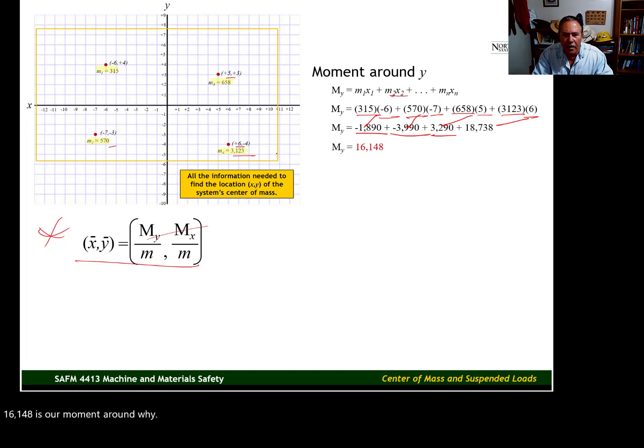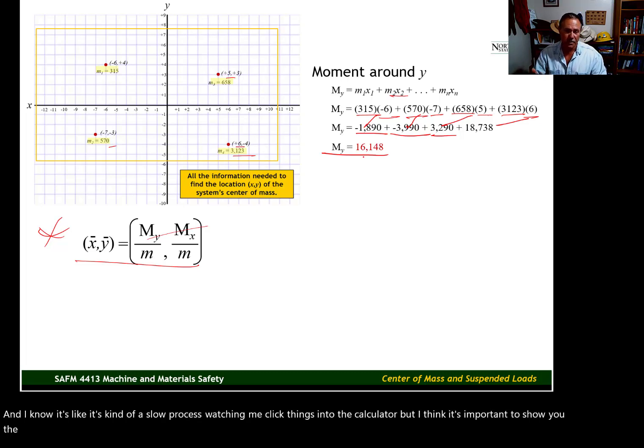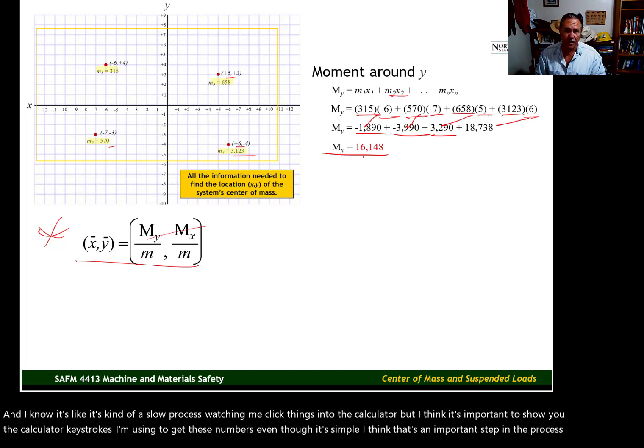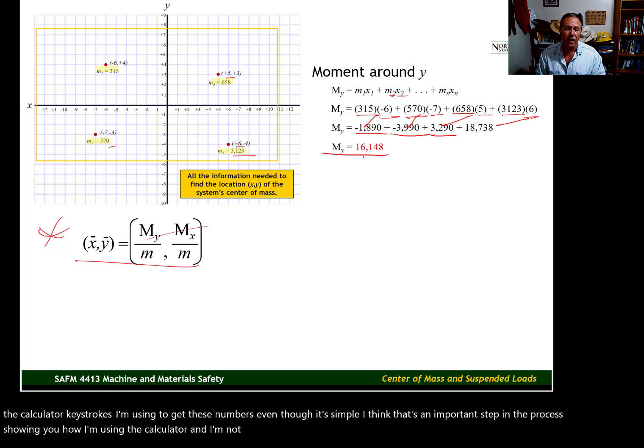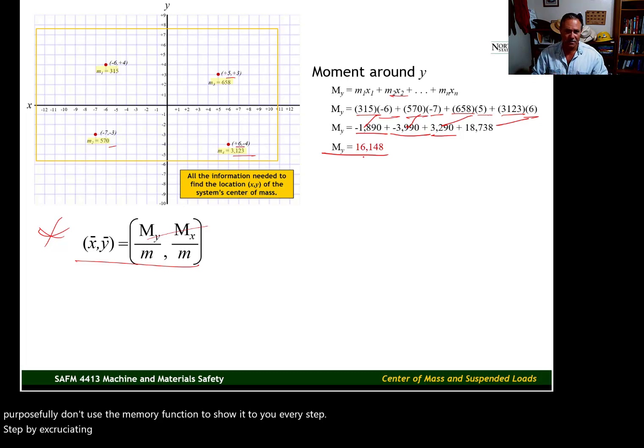And I know it's kind of a slow process watching me click things into the calculator, but I think it's important to show you the calculator keystrokes I'm using to get these numbers. Even though it's simple, I think that's an important step in the process. And I'm not using the memory functions on the calculator, which I could be, but I purposefully don't use the memory function to show it to you every step, step by excruciating step. I want to break it down as much as possible so you see what's going on.